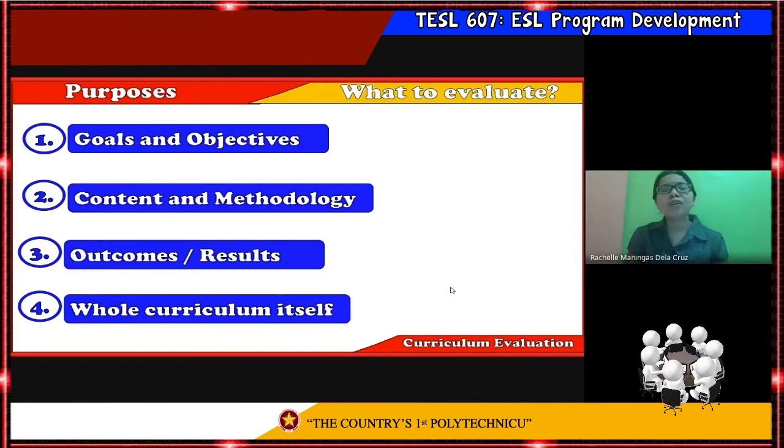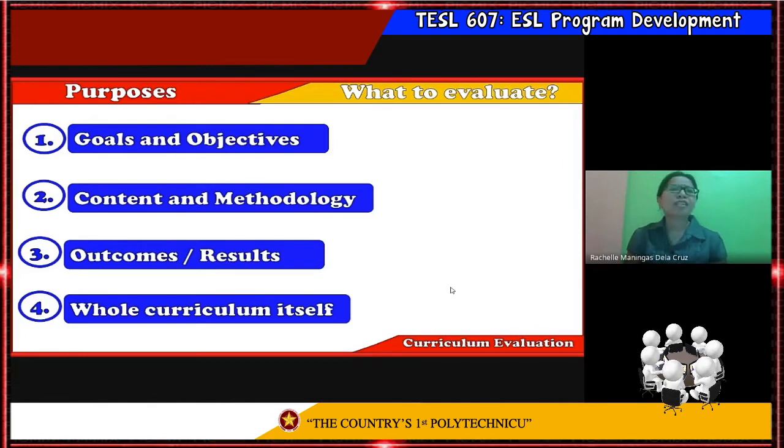So, of course, the objectives must be SMART. So, specific, measurable, attainable, realistic, and time-bound. So, there are particular goals and objectives to be achieved. And these are the very foundation why the curricular program is developed. So, all the processes and mechanisms needed in designing the curriculum are based on these goals and objectives. Hence, they have to be evaluated, primarily to determine whether these goals and objectives are worthwhile or if they are achievable and result in the desired outcomes.